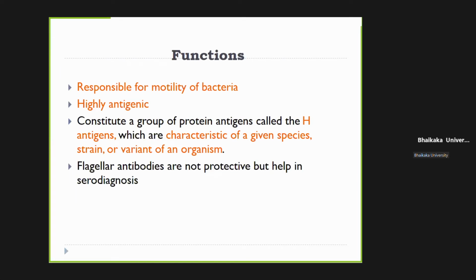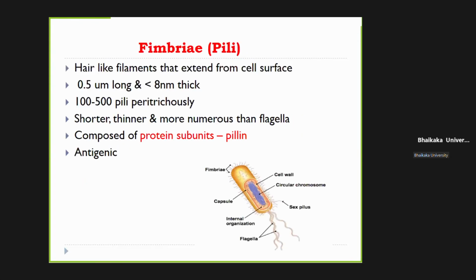Now, functions of flagella. They are responsible for motility of the bacteria, and they are highly antigenic. They constitute a group of protein antigens. They are characteristic of a given species, strain, or variant of an organism. So the flagellar antibodies which are produced are not actually protective, but they help in serodiagnosis because they are characteristic of a particular organism only. Now another appendage is fimbriae or pili.